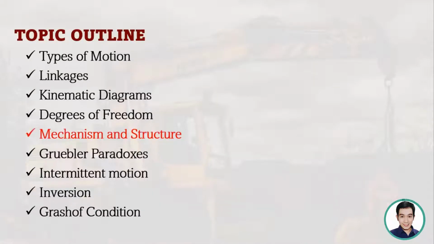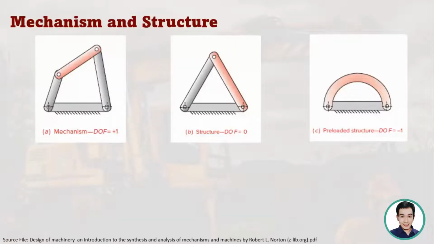So now that we understood the degrees of freedom, let us try to use that idea in defining a mechanism and a structure. In this diagram, we can see the mechanism, structure, and a preloaded structure. This is just a kinematic diagram of each of these differences. If you're going to compute the degrees of freedom for this 4-bar linkage mechanism, you substitute the value of the number of links, the number of joints, lower pair joints, full joints, and half joints.